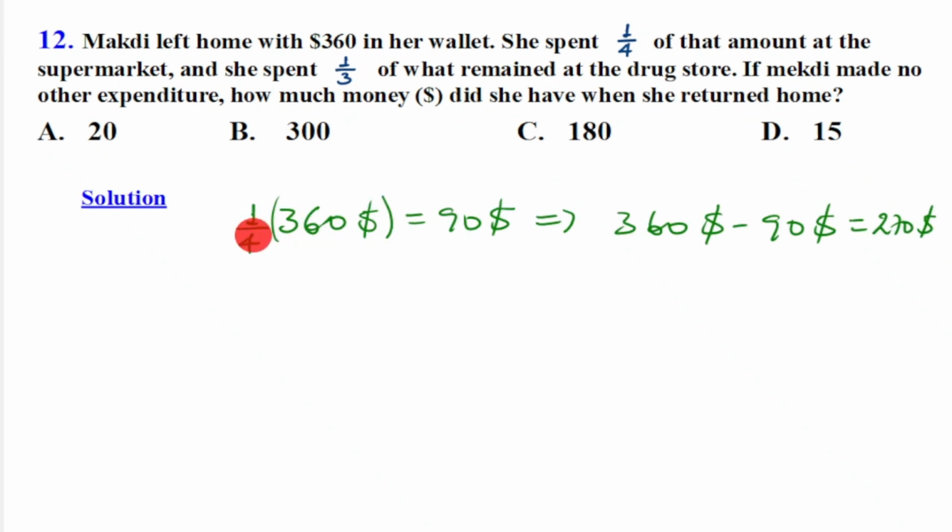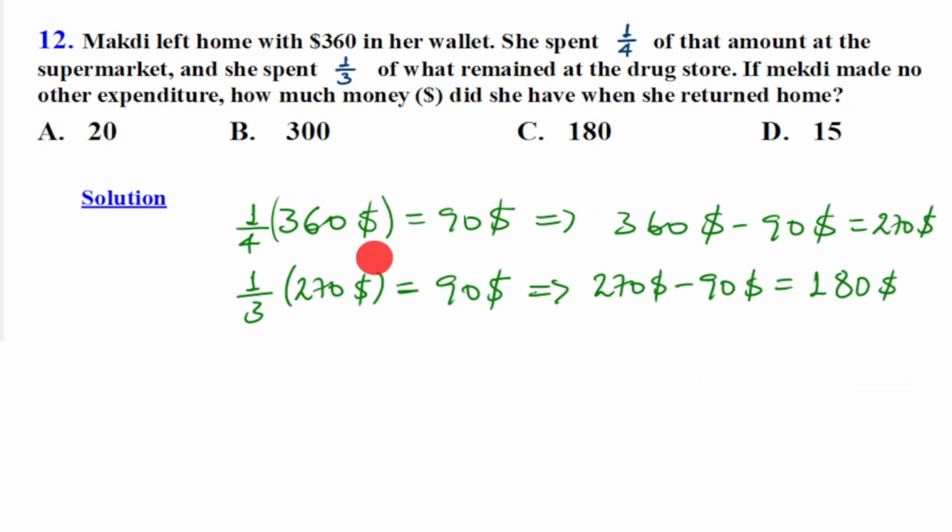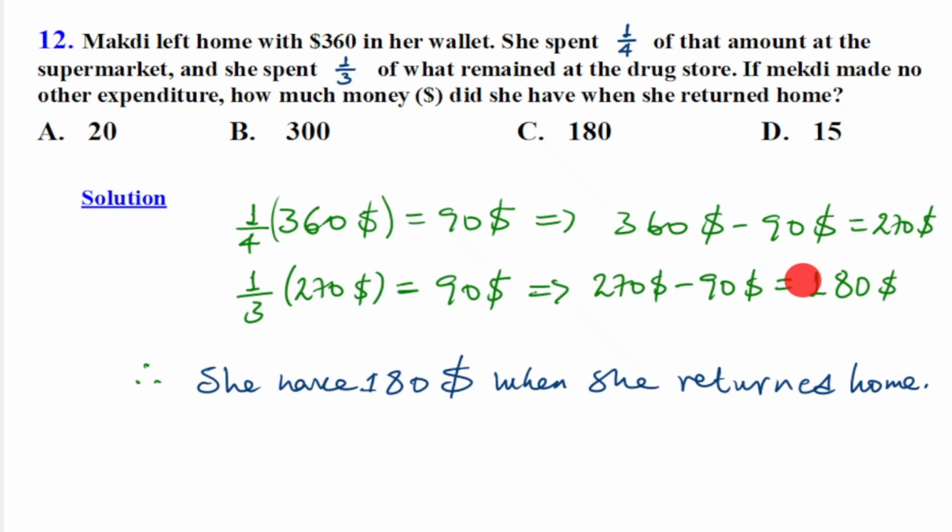So first she spent 1 over 4 of $360. She spent $90. To get the remaining money in her pocket, just subtract $90 from 360. You will get $270. And again, she used 1 over 3 of the remaining dollars, which is equal to $90. And what is left? So subtract 270 minus 90. We get $180. So she has $180 when she returned home.